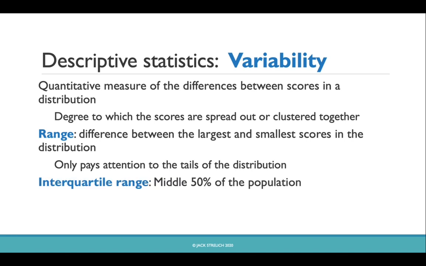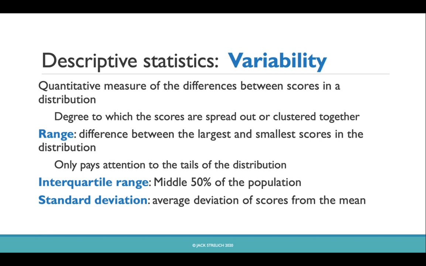We can also find the interquartile range. This is the middle 50% of the population, or, in technical terms, the difference between the score that corresponds to the 25th percentile and the score that corresponds to the 75th percentile. Finally, we have the standard deviation, the average deviation of scores from the mean. Just like we did for our measures of central tendency, let's go ahead and talk about each of these measures of variability in turn.